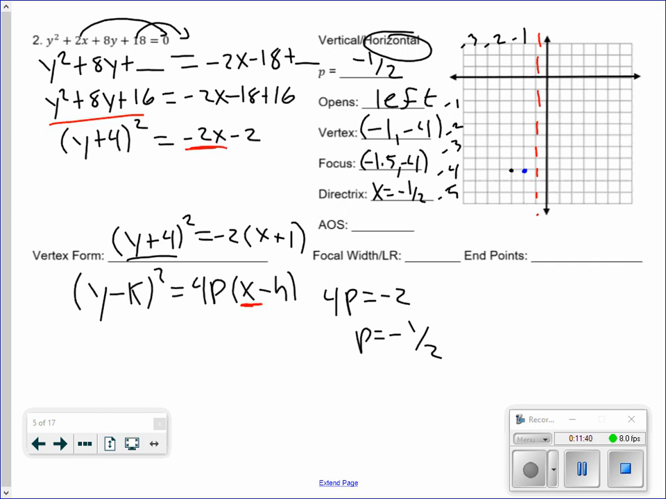From here, I can go ahead and graph my function. For my focus, I go up 2p and down 2p. So I go up 1, down 1. So it'll be right here and right here. And my parabola will look something like that. For the axis of symmetry, my y is being squared, so it's going to turn into the form y equals k. So y equals -4. There we go. My focal width is the absolute value of 4p. My 4p is -2. The absolute value of that is 2. And we're not doing anything else.